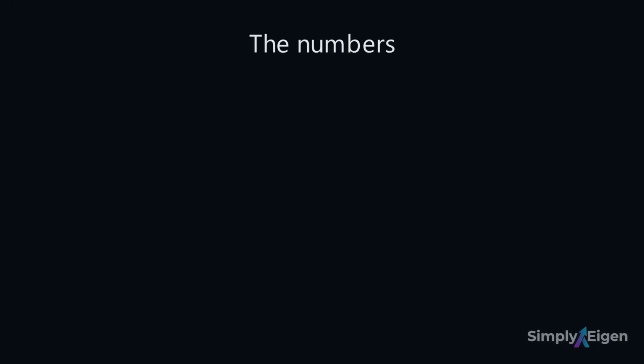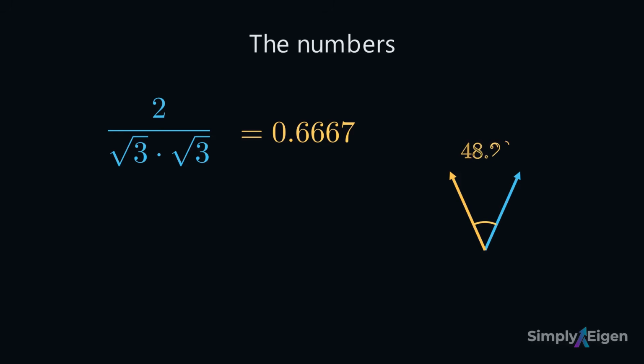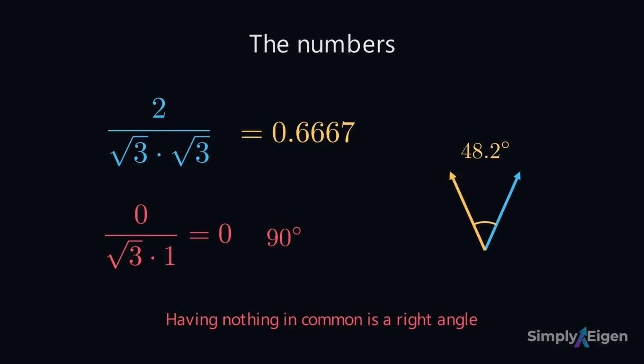Now the actual numbers. Our two Eiffel sentences, dot product 2, and both lengths are the square root of 3. So the cosine is 2/3, 0.6667. As an angle, that is 48.2 degrees. Not identical, but pointing broadly the same way. The Eiffel sentence against the museum sentence, cosine 0, 90 degrees, perpendicular. In this space, having nothing in common is a right angle.